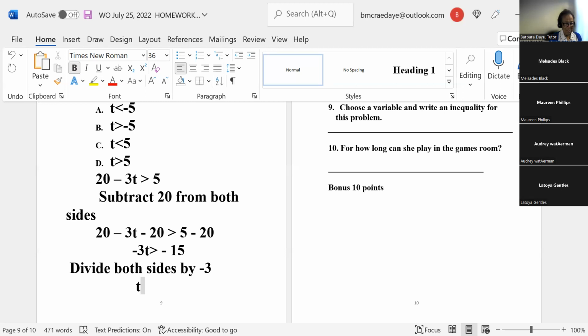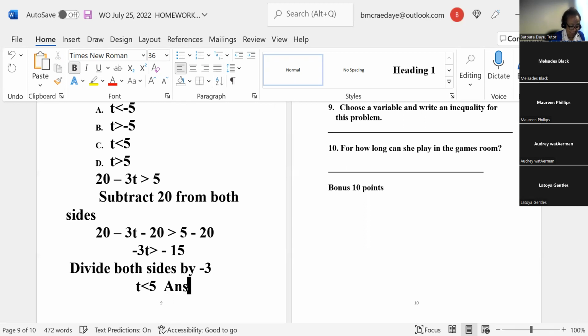Well, what's the inequality sign? What's the name of it? Greater than or less than. Maureen, what's the inequality sign? Less than, because when you divide by a negative, you reverse the sign. The inequality sign changes from greater than to less than. So this will be less than 5.